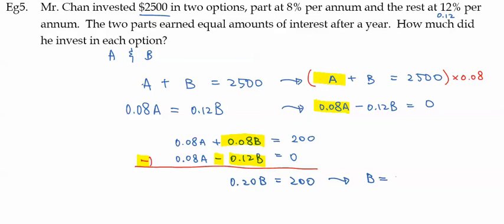So now as you divide the 0.2 to the other side, we can come up with the value for B. Or use your mental math. 0.2 is 1/5. When you multiply the 5 in the denominator to the other side, you have 1,000. And once you have the value for B, you can then figure out the amount of money you want to spend in A.